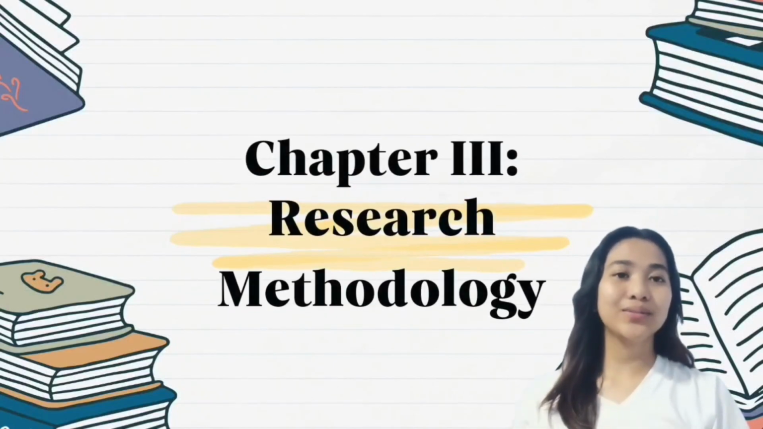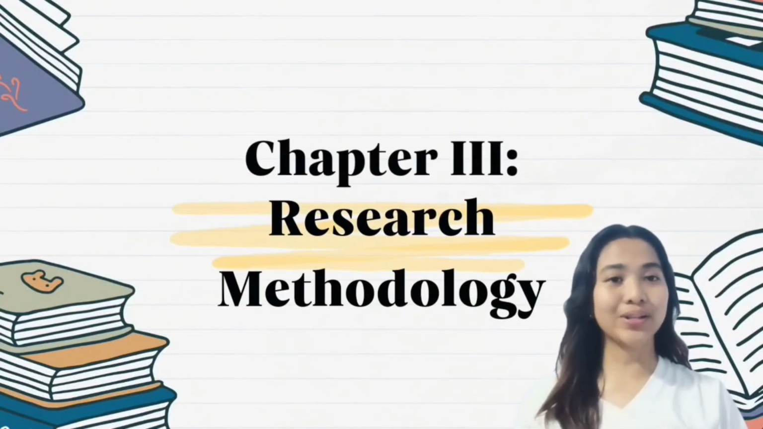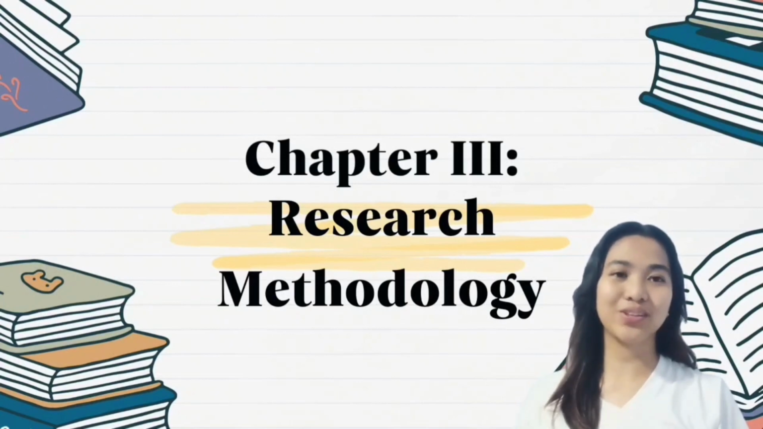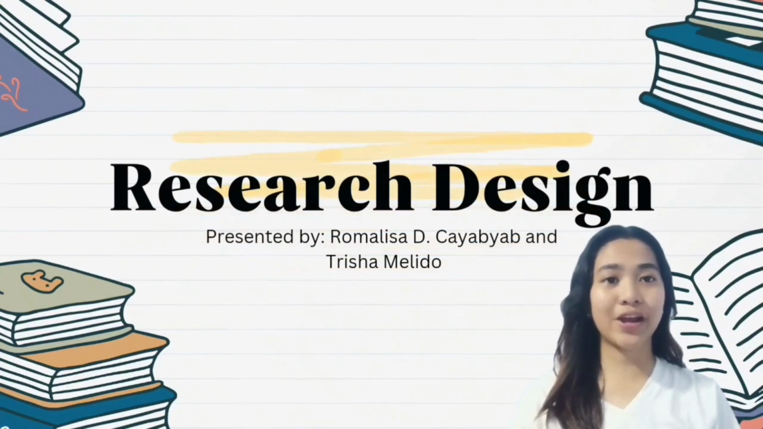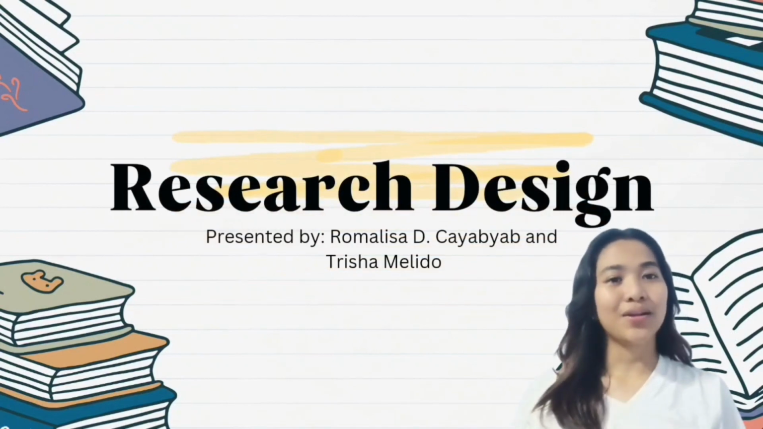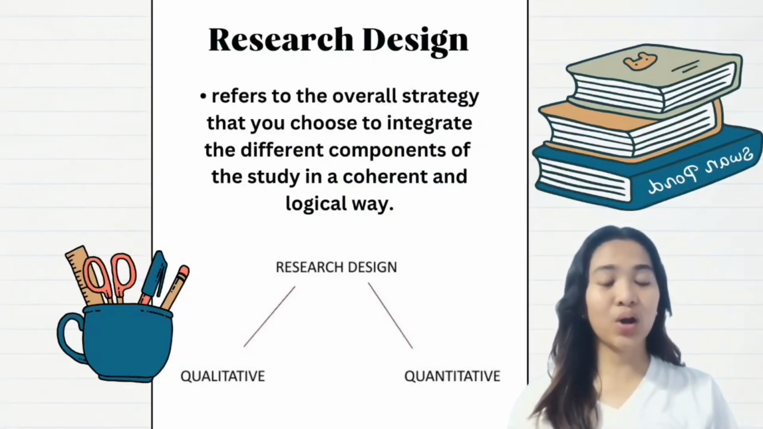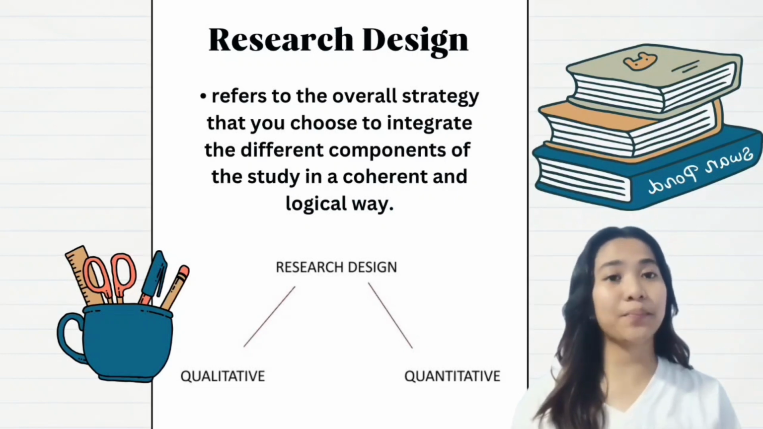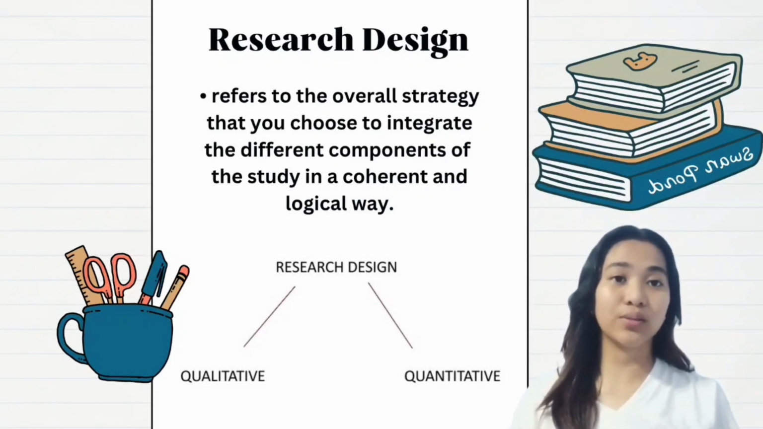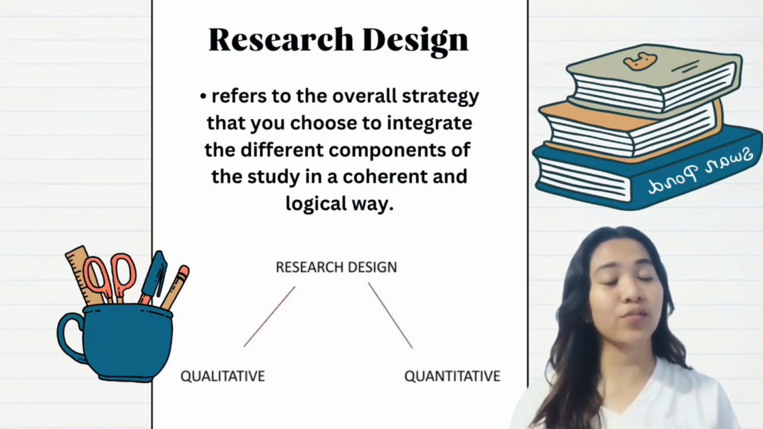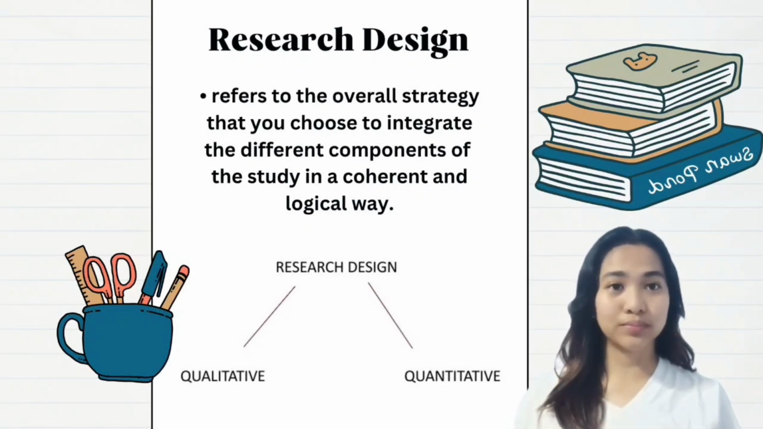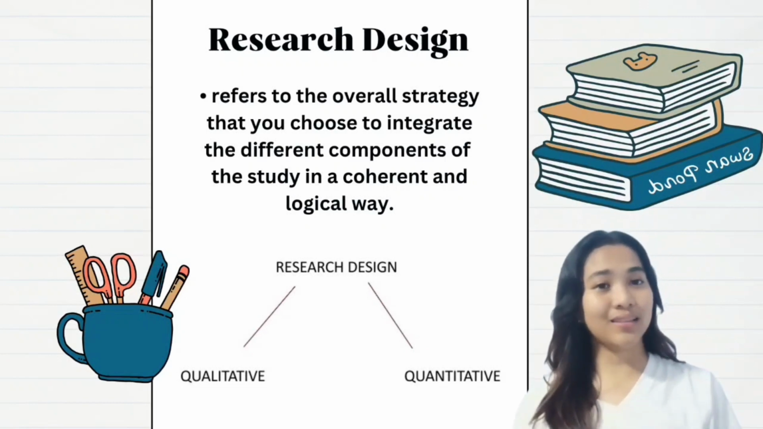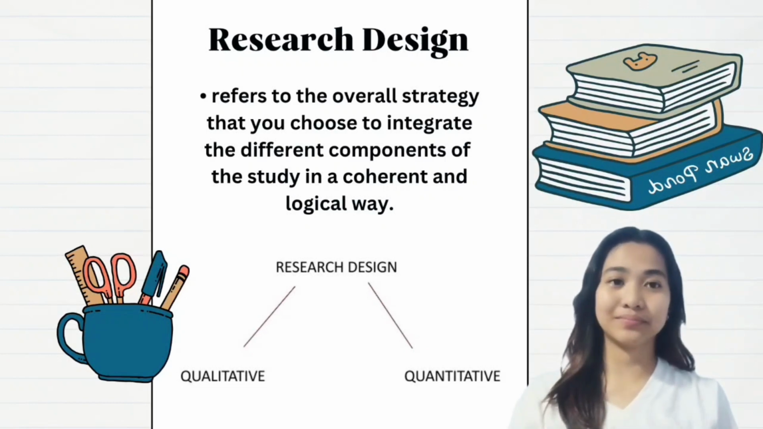Good day everyone. Today we're going to discuss chapter 3, research methodology. On the first part of chapter 3, we have the research design. Research design refers to the overall strategy and analytical approach that you have chosen to integrate all of the components of your study. Research design is broadly divided into two: the qualitative and the quantitative.